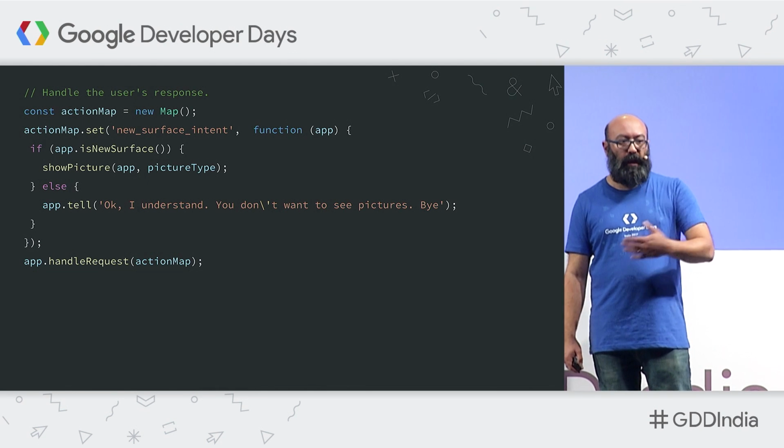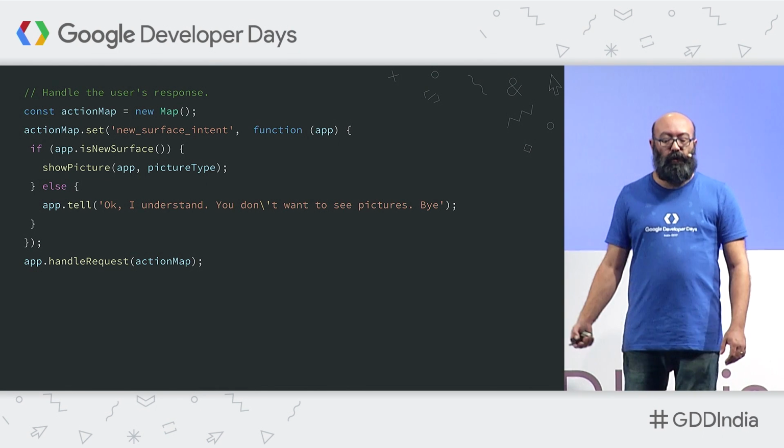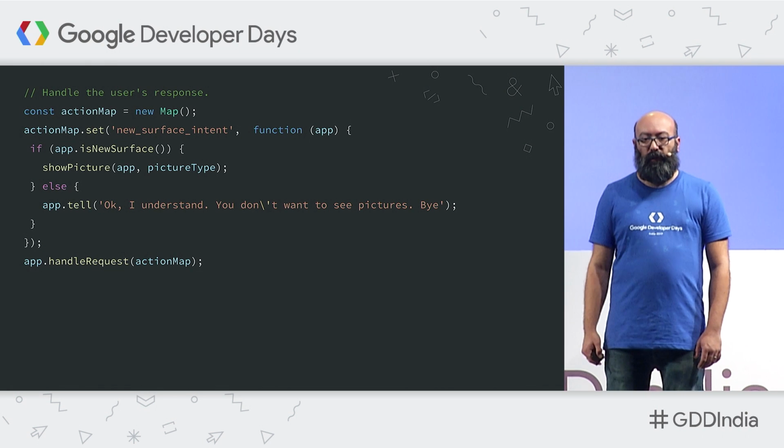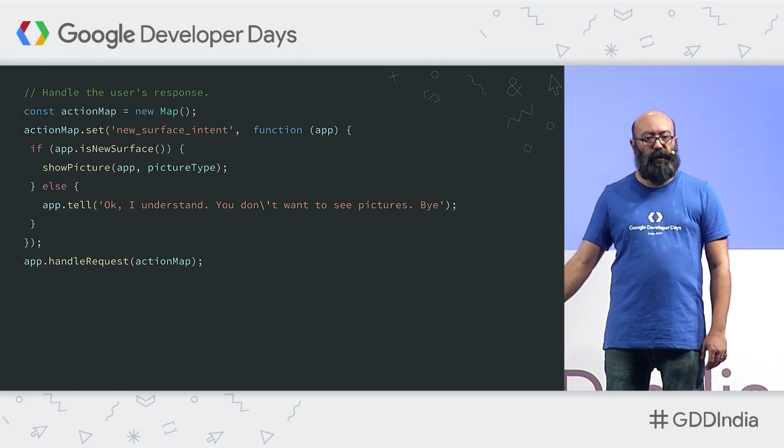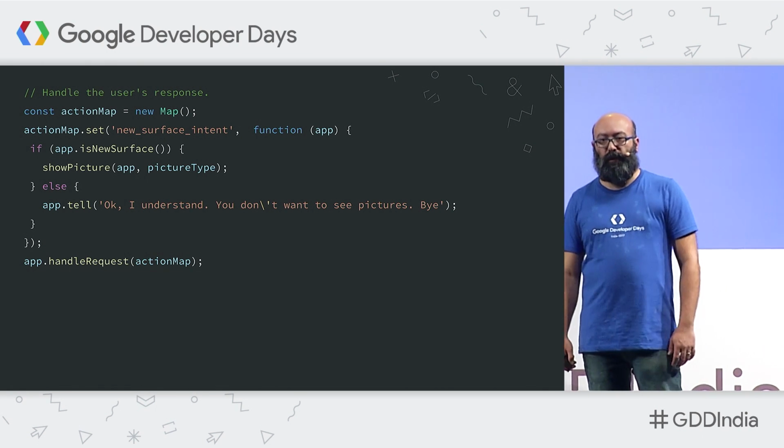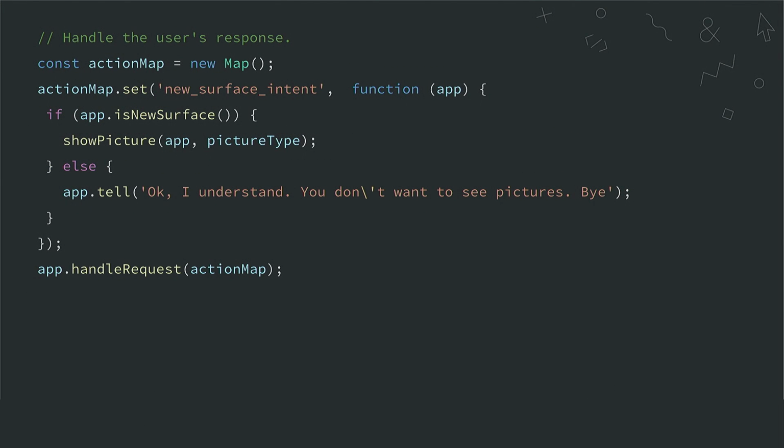And then in the next step, all you have to do is handle the user response. And so if they've given consent to you to transfer to the new surface, just show the image, and if they didn't, explain to them, I'm sorry, but I cannot proceed if you don't allow me to do this.